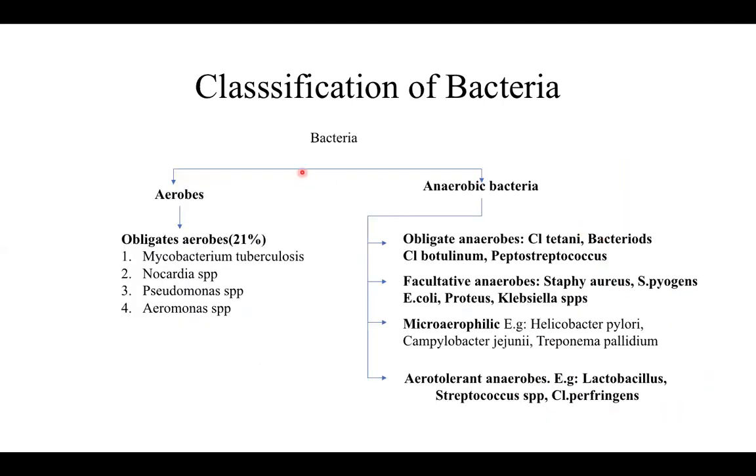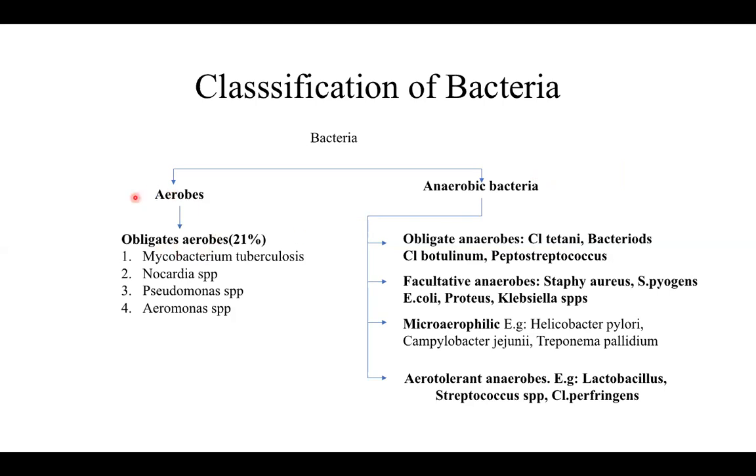The classification of bacteria based on the utilization of oxygen. Some bacteria require oxygen for their growth. They are known as aerobic. Some of them do not require oxygen, or require a lower concentration of oxygen for their growth. They are known as anaerobic bacteria.